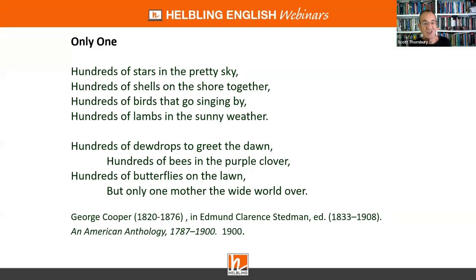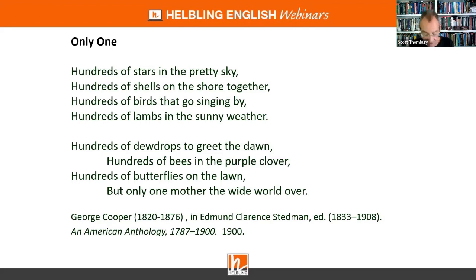It's really cheesy. Hundreds of stars in the pretty sky, hundreds of shells on the shore together, hundreds of birds that go singing by, hundreds of lambs in the sunny weather, hundreds of dewdrops to greet the dawn, hundreds of bees in the purple clover, hundreds of butterflies on the lawn, but only one mother the wide world over. I mean, seriously? Anyway, 19th century poem. Great one, though, to give to students because there's all this repetition built into it. So it's like one of Herbert's skeleton poems, but it's all there in this case.